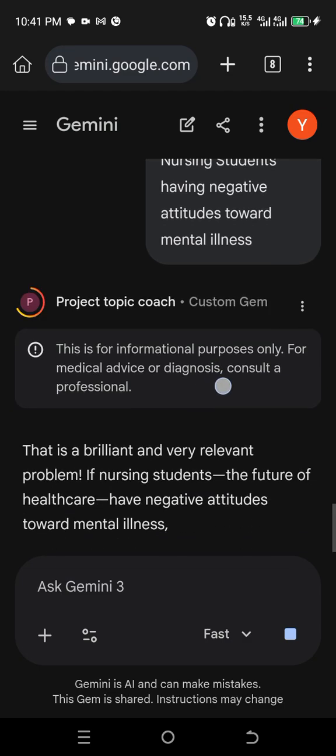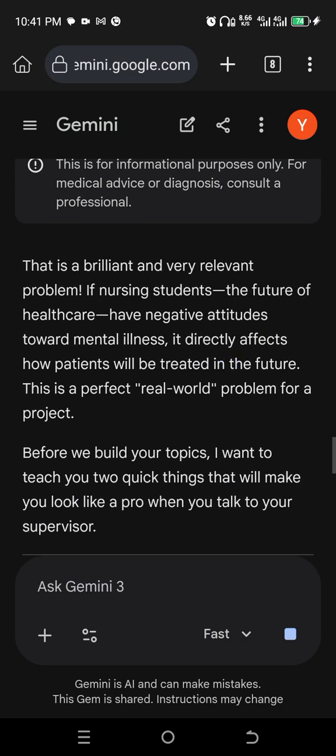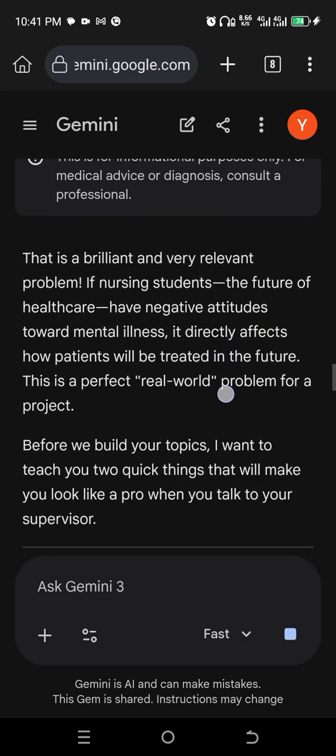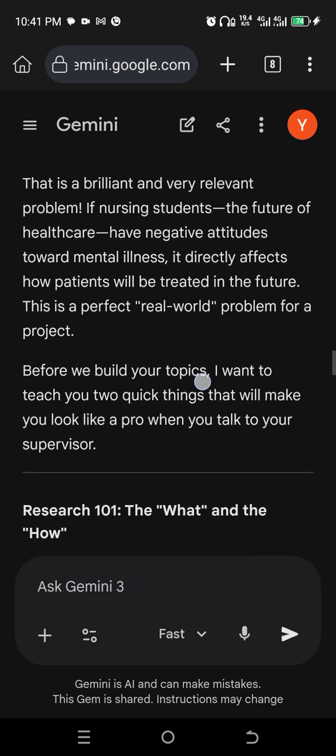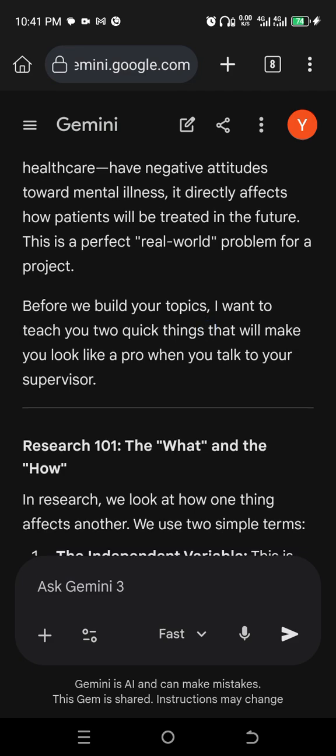Alright, so it has given me this. This is a brilliant and very relevant problem. If nursing students in healthcare have a negative attitude toward mental illness, it directly affects how patients will be treated. Okay, so definitely the problem has now been created well.